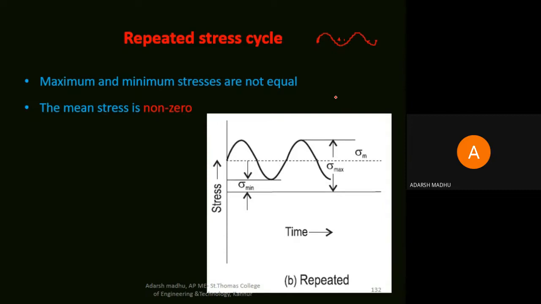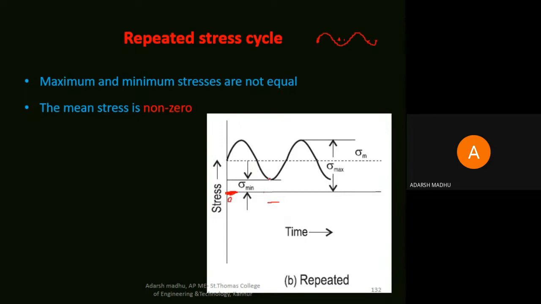A repetitive load is applied on a material where the mean stress value is not equal to zero. That is, sigma minimum is somewhere here. Here is the axis. You can see time on the x-axis and stress on the y-axis, and here is the zero level axis.